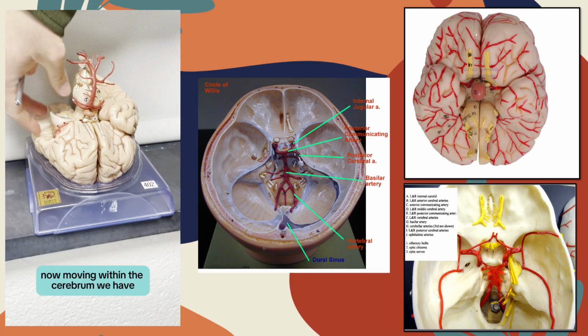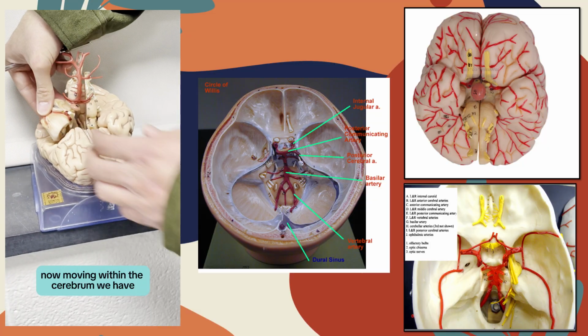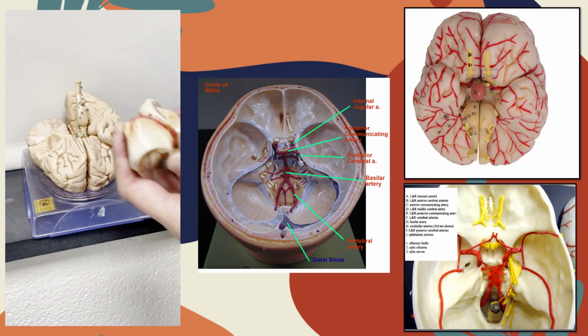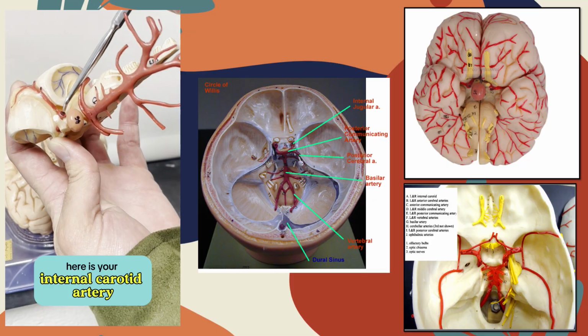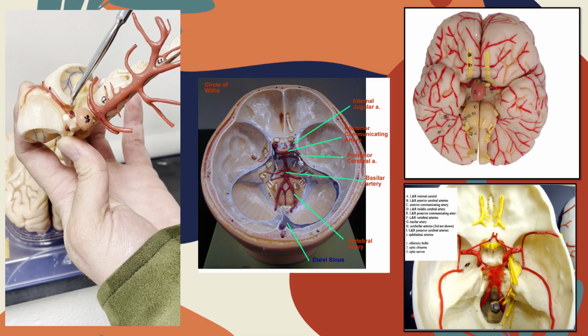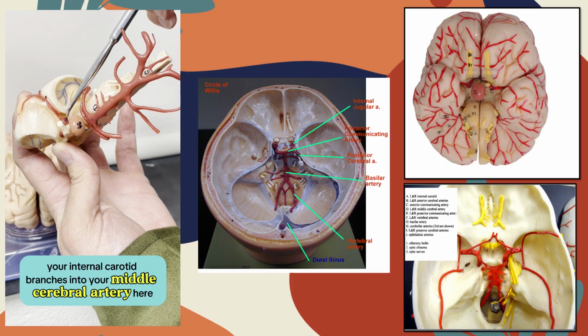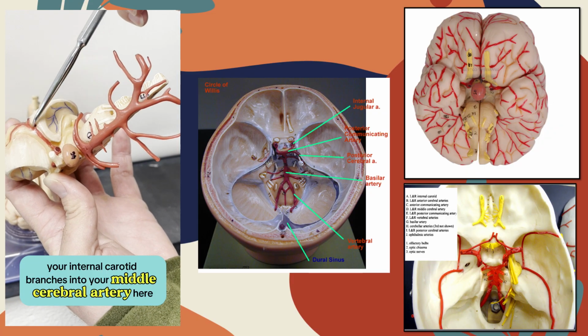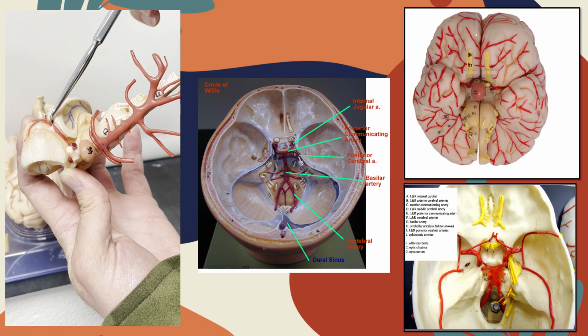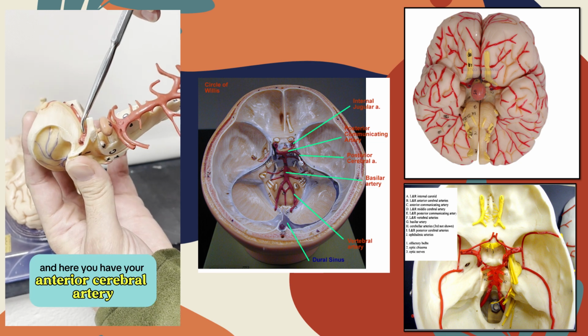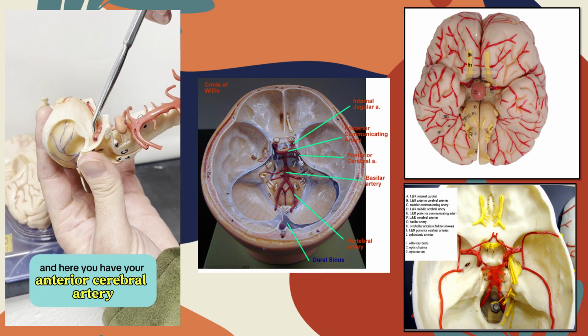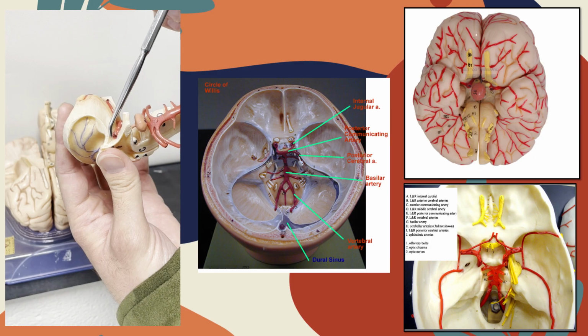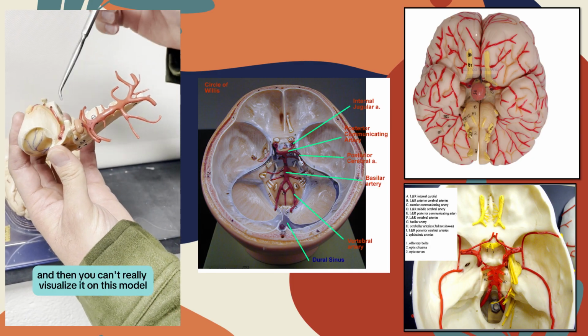Now moving within the cerebrum, here is your internal carotid artery. And then your internal carotid branches into your middle cerebral artery here. And here you have your anterior cerebral artery. And then you can't really visualize it on this model.